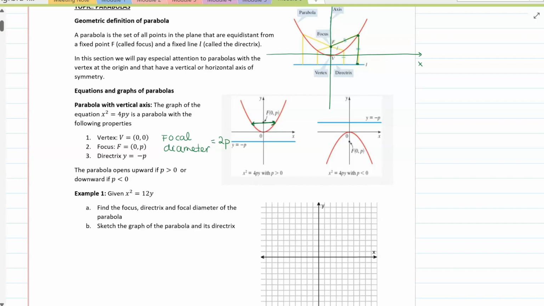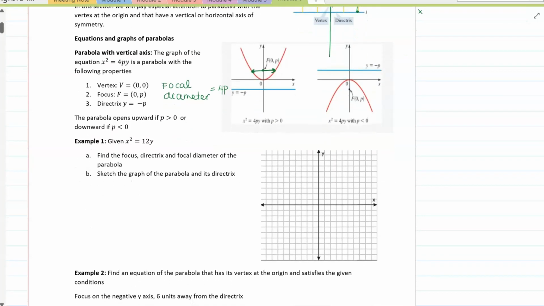Excuse me, I'm taking that back. The focal diameter is 4p instead of 2p. So 4p is the distance between the two points on the parabola going through the focus, where the focus is the center of the focal diameter.